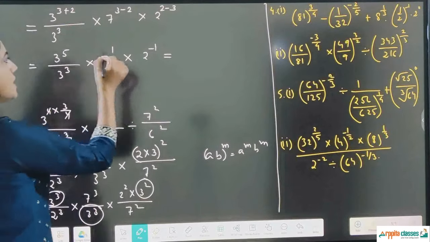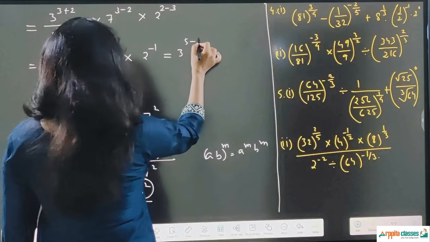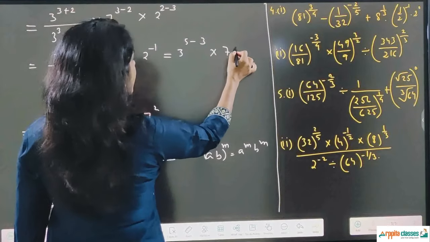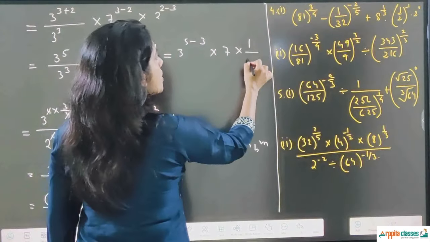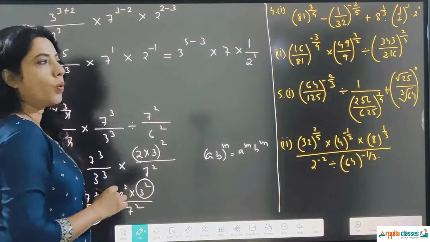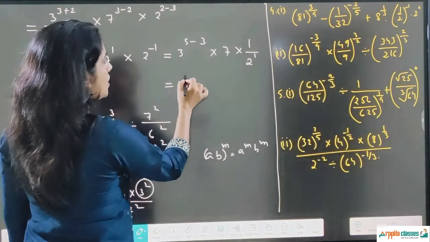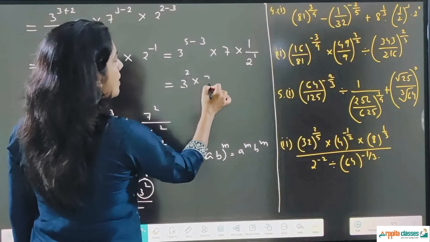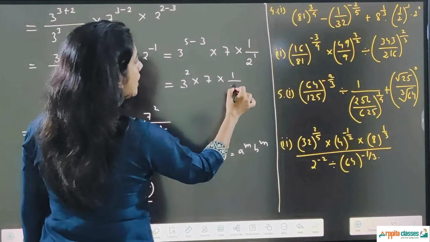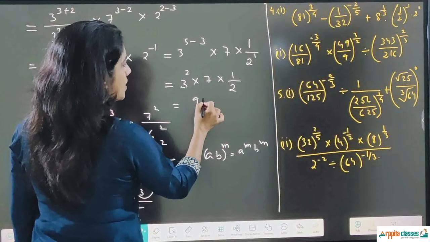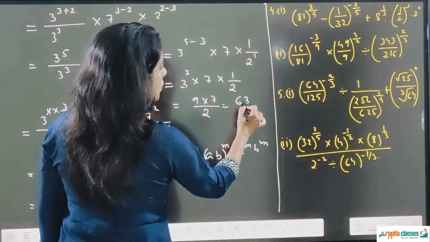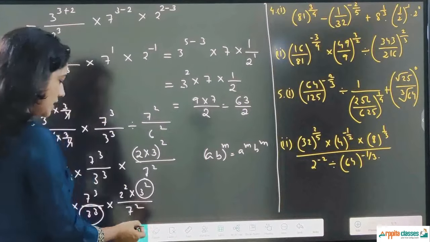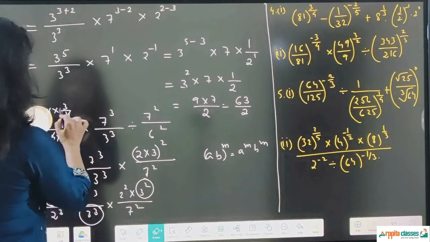Right, now this is again 3 to the power 5 minus 3 into 7, and I will make the indices positive, so I will take 2 down, so it is 2 to the 1 by 2 to the power 1. So finally here I get 3 square into 7 into 1 by 2. 3 square is 9, so 9 into 7 upon 2, that is 63 by 2. Now I'll just rub this part so that there is no confusion.